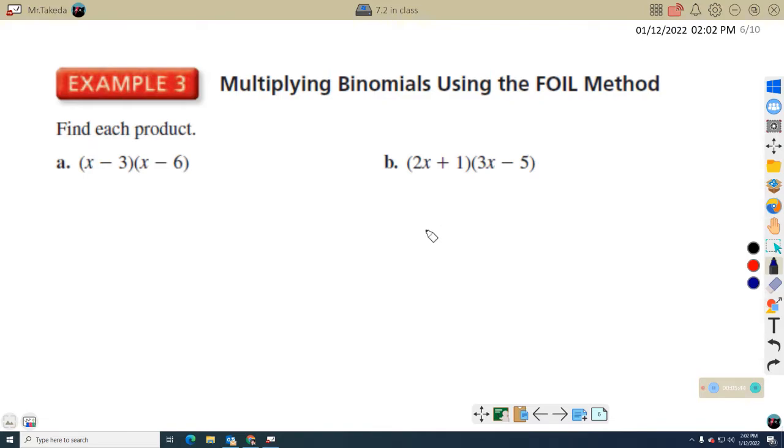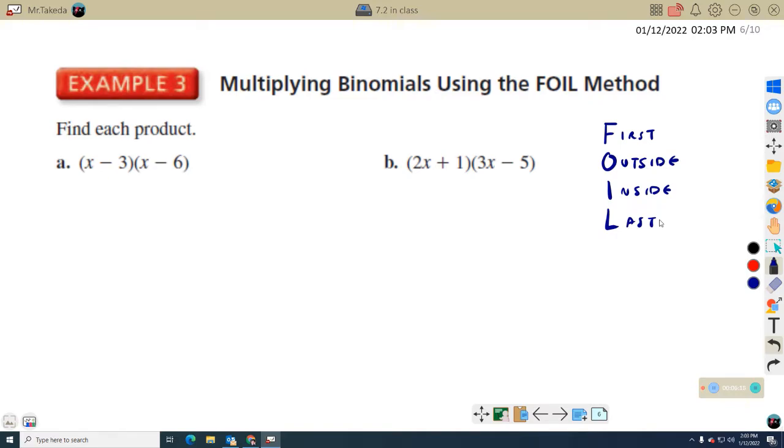The FOIL method, it's really the first one that I showed you, but FOIL stands for first, outside, inside, and then last. And the reason I don't really care for this is because it only works for two binomials, but the concept really goes into multiplying any polynomials together. So this only works for binomials.